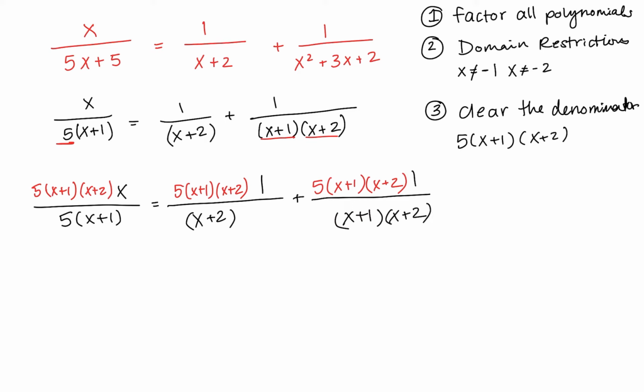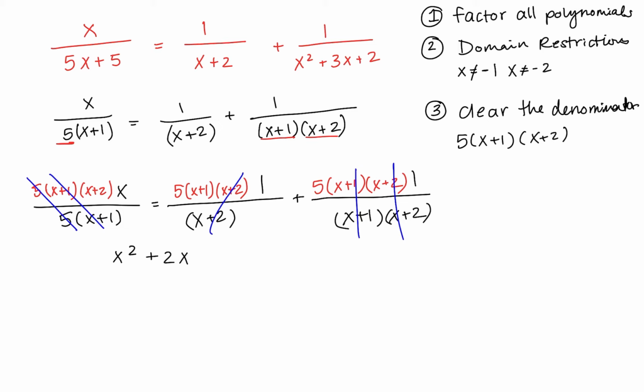Okay, so now I'm going to go through and cancel things out, and this will work very nicely. So 5 cancels out 5, my x plus 2's cancel out, here my x plus 1 and my x plus 2 cancels out. I'm going to clean this up, and I'm left with x plus 2 times x, so I'll distribute that, x squared plus 2x.